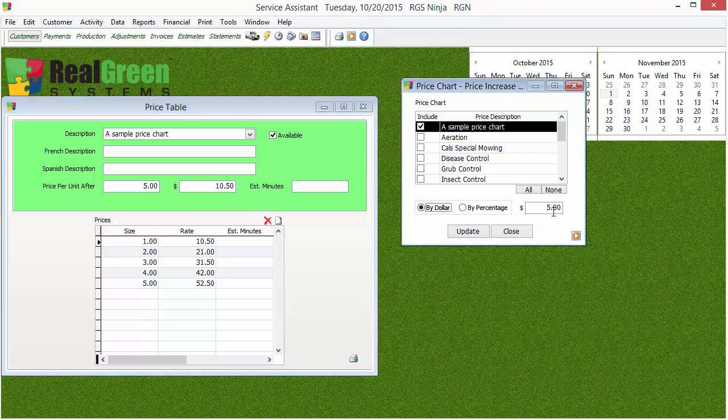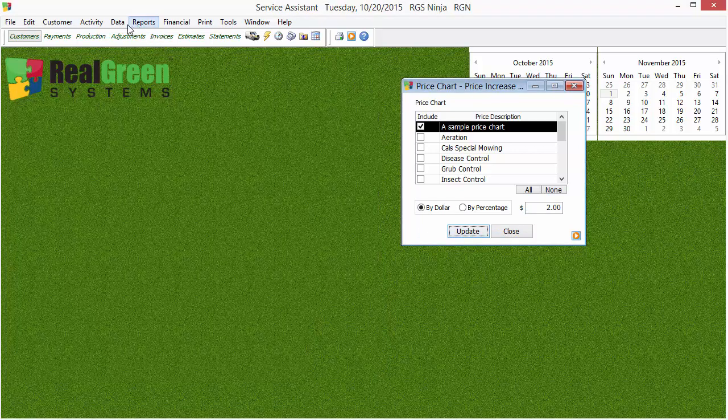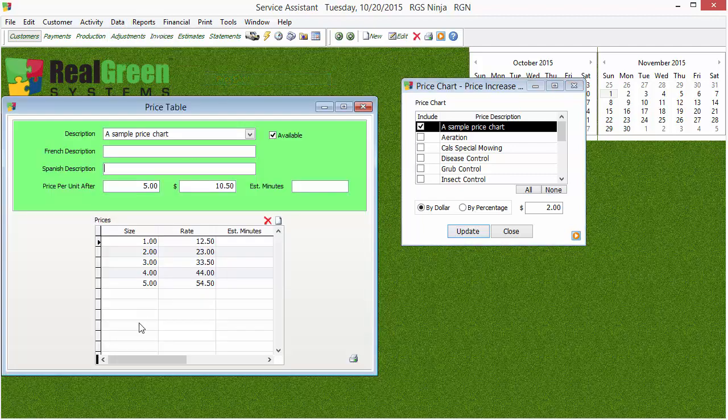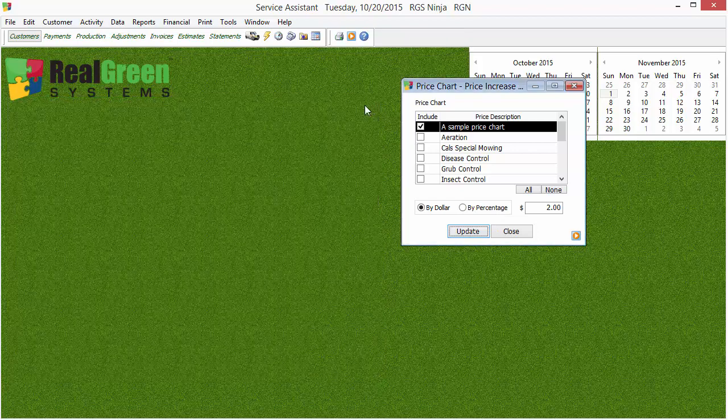If I come in here and tell it to do it by a dollar amount, let's say $2, hit update. Are you sure? Yes. Okay. Now I do have to close and reopen. There we go. Again, you'll see each one of these levels have gone up by $2 because that's what I put for my price chart increase. So like I was saying, keep that in mind when you're doing price increases. If you're ever in doubt, definitely call Real Green. We'll be more than happy to help you out there.